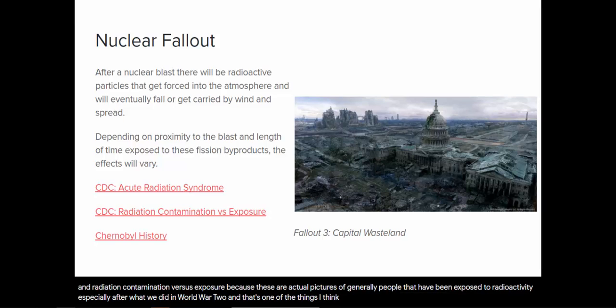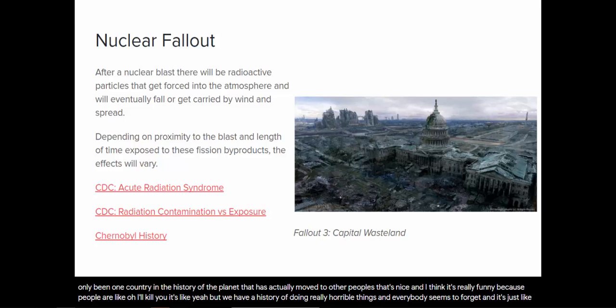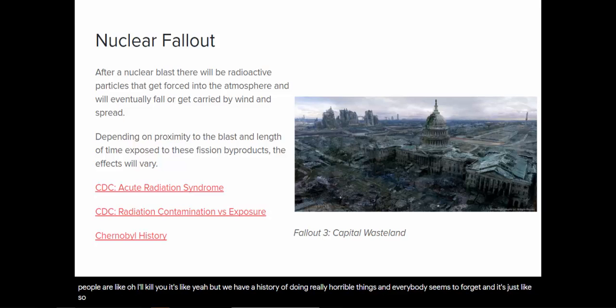That's one of the things I think is really hilarious about world politics in general. A lot of countries will be like, oh, we're tough, we'll kill you. But if you look at history, there's only been one country in the history of the planet that has actually nuked other people. That's us. And I think it's really funny because people are like, oh, I'll kill you. Yeah, but we have a history of doing really horrible things and everybody seems to forget. We do that occasionally, so maybe don't forget it. Anyways.